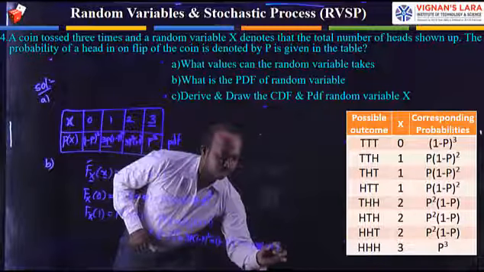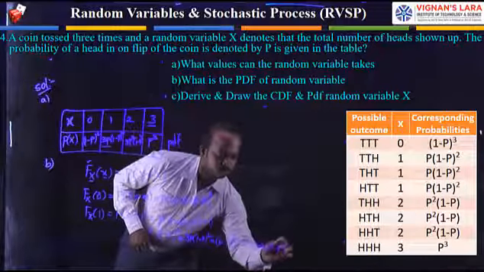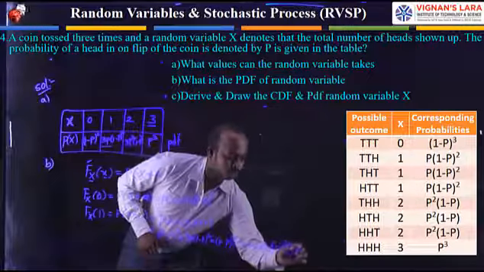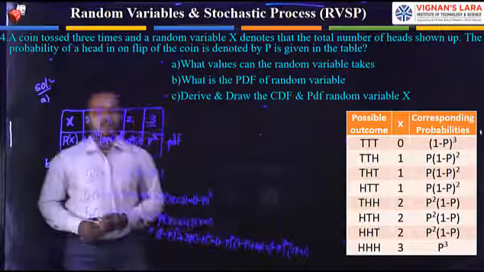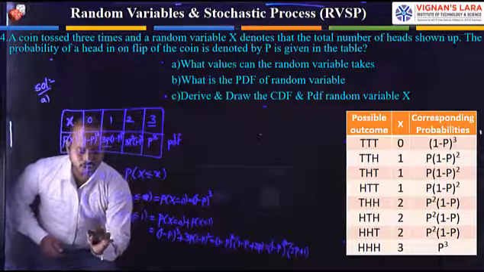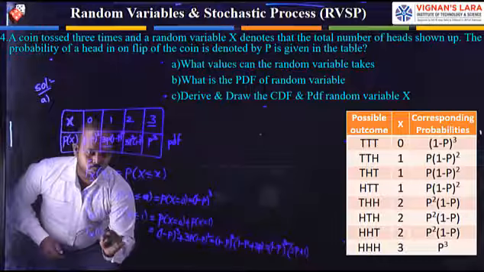Value is 1 minus p whole square into 2p plus 1. That one is the second one. Coming to the third one, it is Fx of 2.